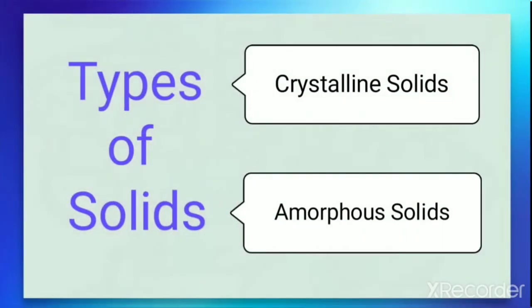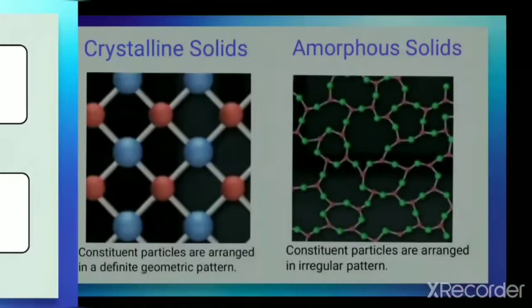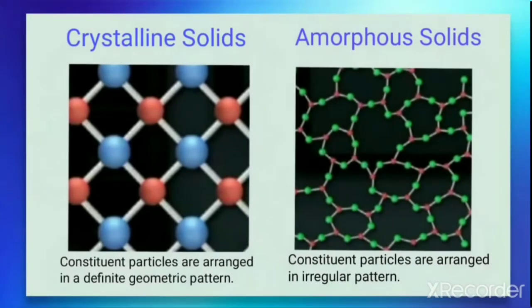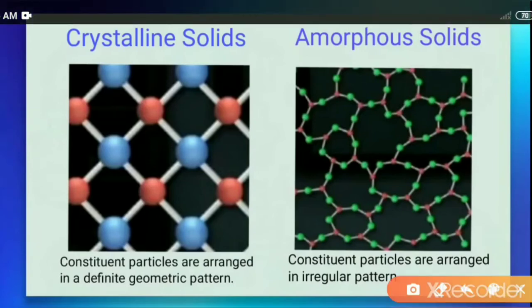Types of solids. In this chapter, we are going to discuss the two important types of solids, that is crystalline solids and amorphous solids. Let us do a comparative study of these two solids. Look at the picture. In the first picture, you can see some particles, which I am highlighting here.